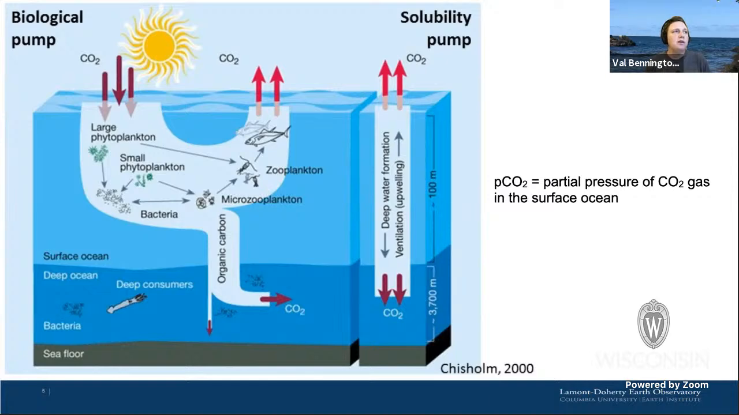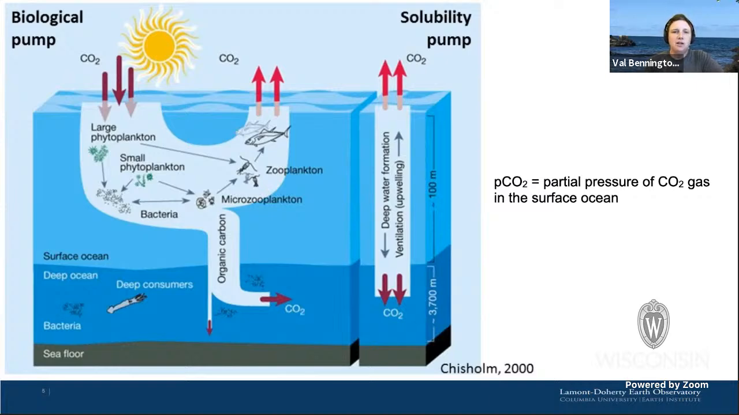One thing I want to mention, and I will say it a lot, is pCO2. That just stands for the partial pressure of carbon dioxide gas in the surface ocean. So ocean biogeochemical models use these processes we know and simulate them to estimate the ocean carbon sink, whereas our data products use observations to reconstruct the ocean carbon sink.